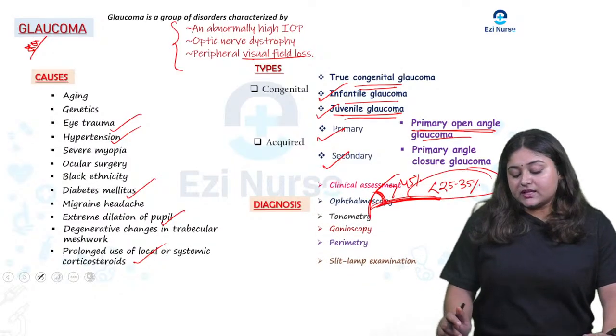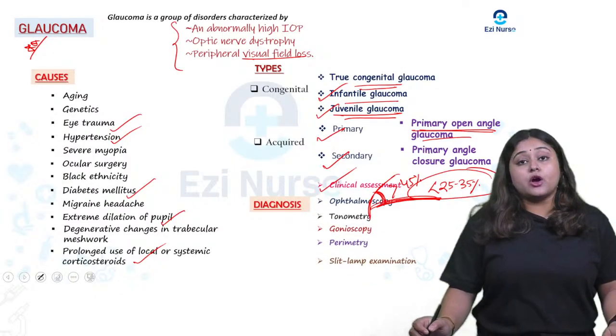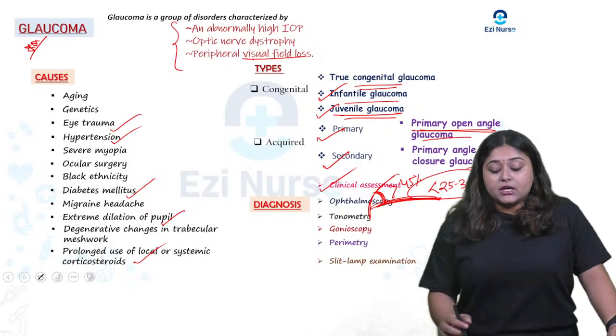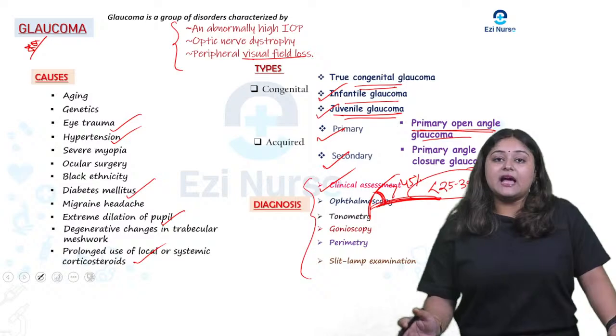Now come to the diagnosis, that is clinical assessment, ophthalmoscopy, tonometry, gonioscopy, perimetry and slit lamp examination. So for more details follow the easiness applications.